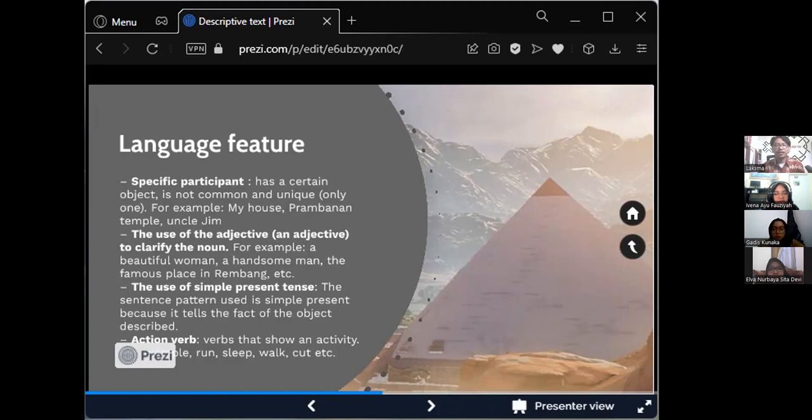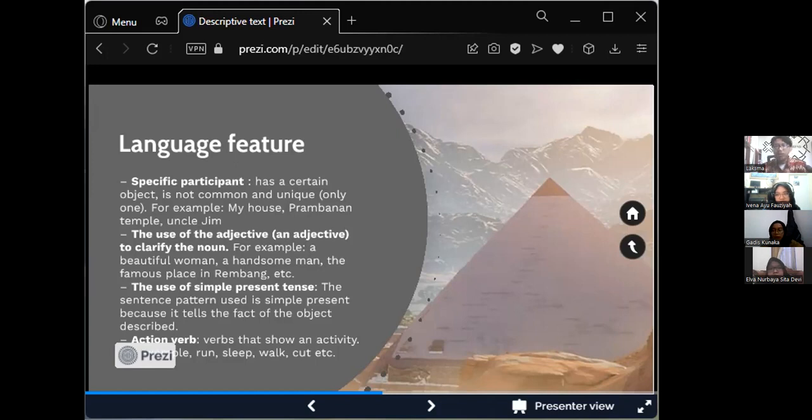And for the last thing, the action verb. Action verbs show an activity in the descriptive text. I think that even without my explaining it, you can understand from the examples. The examples could be run, sleep, walk, or any other. Is there any question about the definition, social function, and the language features?